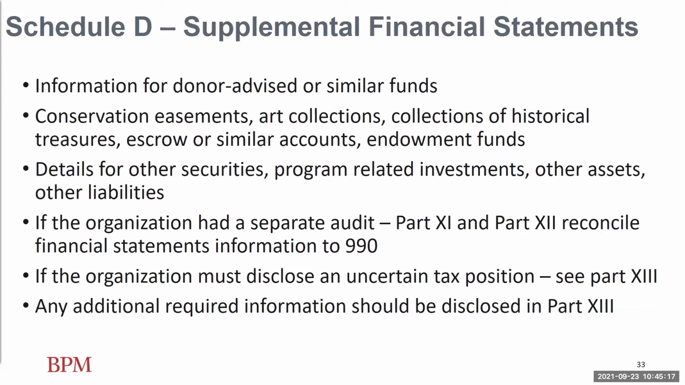I know the auditors did their job, we agreed it's great, we accepted an audit, so why does your 990 say different numbers? That's why you go to Schedule D, Parts 11 and 12, and you see what changes were made. We start with the financial statement amount, and we say what was added or subtracted to get to the 990. This reconciles your two numbers. If an organization must disclose an uncertain tax position, it must do it here.